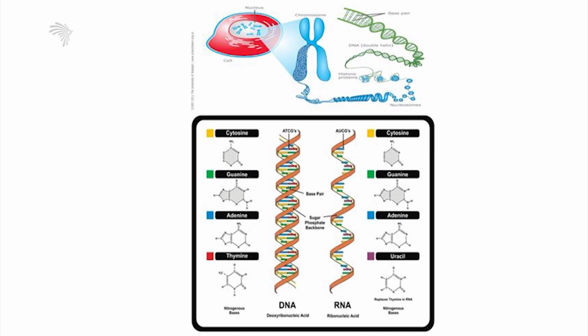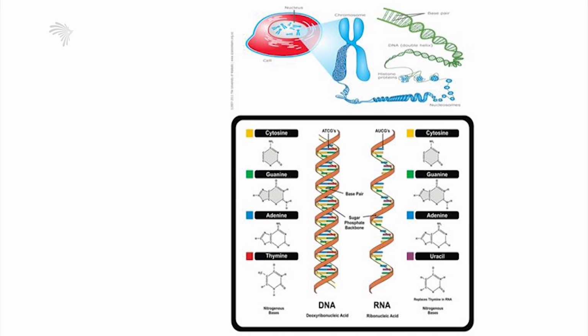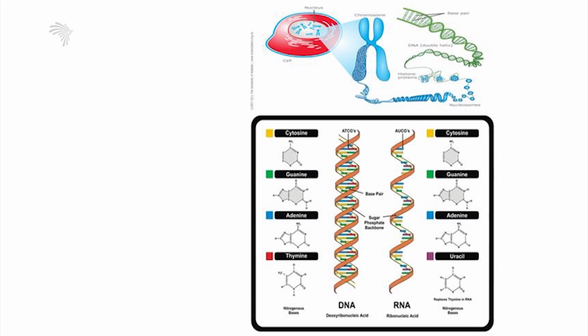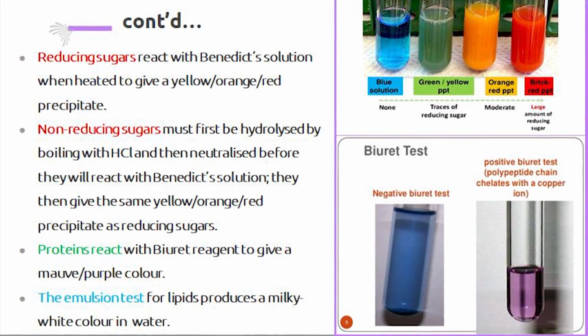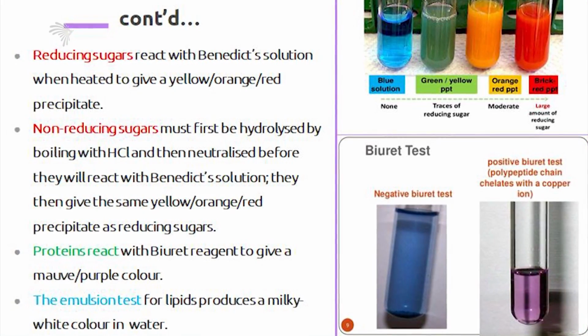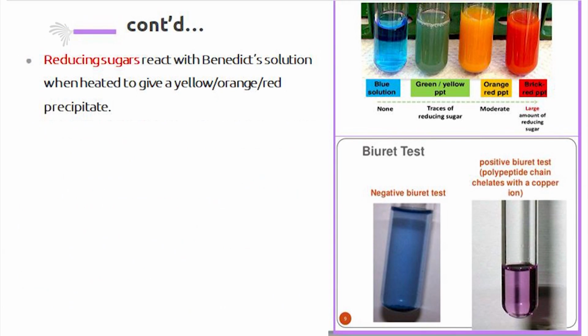And we do have tests for some of the organic molecules in our lab. These are carbohydrates, proteins, and fats. So how have these molecules been tested experimentally? Reducing sugars and non-reducing sugars are tested for carbohydrates, and proteins and lipids have their own tests. Reducing sugars react with Benedict's solution when heated to give a yellow, orange, or red precipitate. If it is yellow, the reducing sugar amount is little. Orange, a medium amount of sugar is present. Red, sufficient sugar is present. So these are the confirmatory tests for reducing sugar.